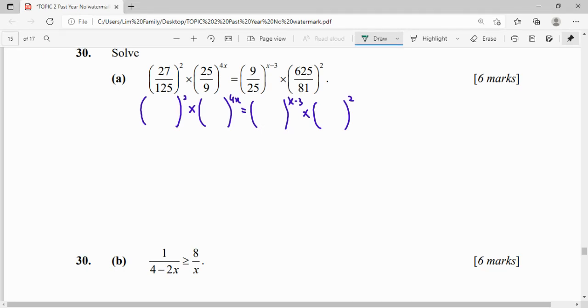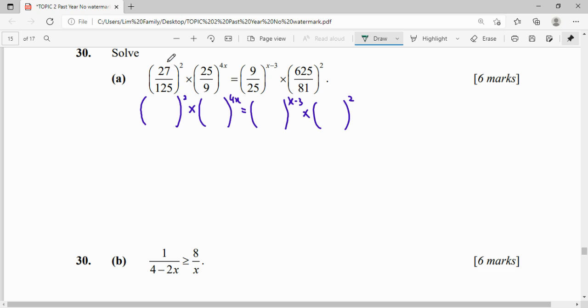So for this question 30a, we are going to solve an indices equation. In order to solve an indices equation, we need to change the bases to become the same base. Then only can we equate their powers in order to find out what x is. When we say solving, it means we are going to find out the x value.